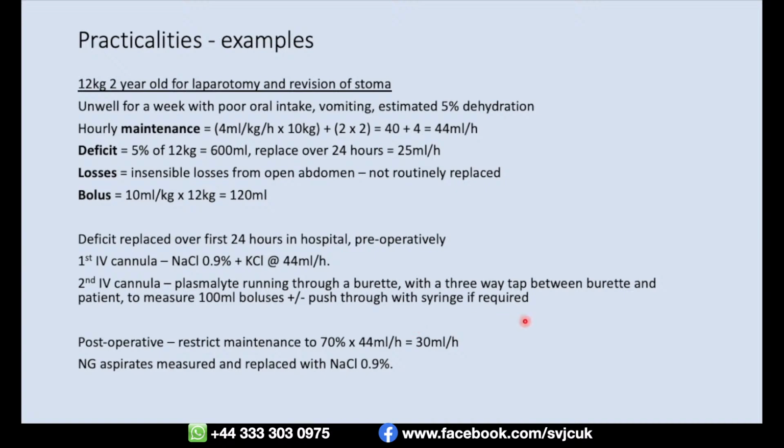So post-operatively, the child will need some IV fluids most likely, but now we're going to restrict down the maintenance fluids to 70% of their 44 mils an hour, so down to 30 mils an hour. And we're going to make sure we measure and document and replace any NG aspirates with 0.9% saline.